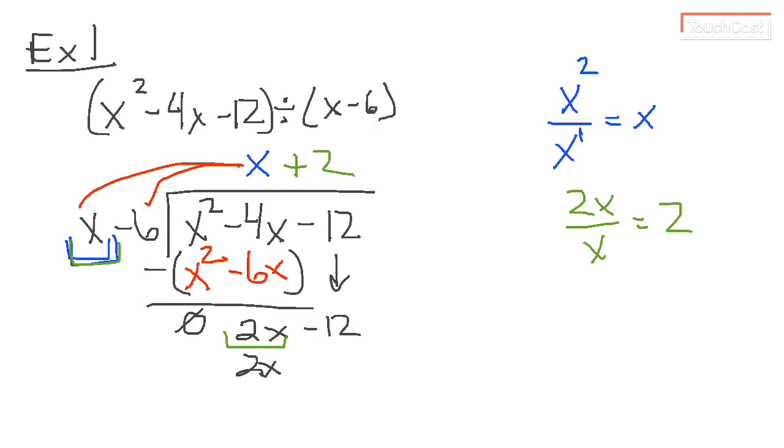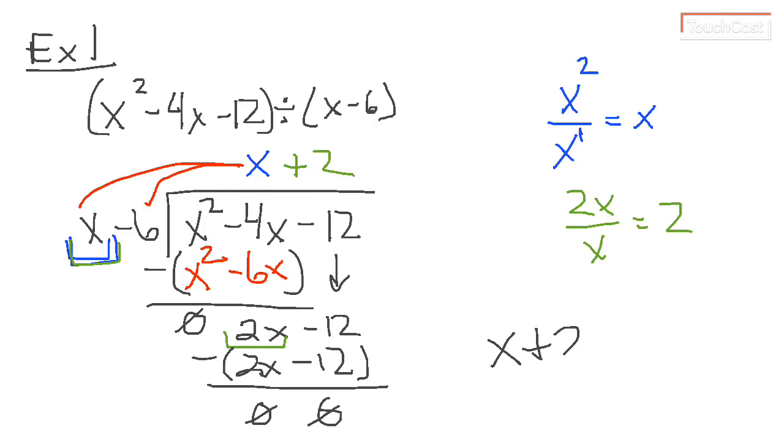And we go plus 2 times negative 6, we get minus 12. And we subtract the entire expression. When we go 2x minus 2x, that zeroes out. Negative 12 minus negative 12 is like negative 12 plus 12. Also zeroes out. We have no remainder. So our answer is going to be the x plus 2 that we got right above the division.